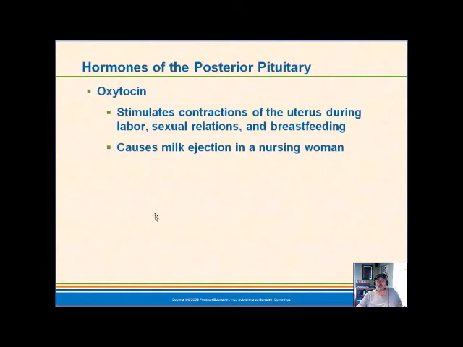Now, oxytocin stimulates contractions of the uterus during labor, also causes contractions to occur during sexual relations, and stimulates milk production from breastfeeding. It also causes milk ejection in nursing women. Interestingly, in a situation where a woman is pregnant but has not delivered the child, there's artificial oxytocin called Pitocin, which is administered, which will stimulate contractions.